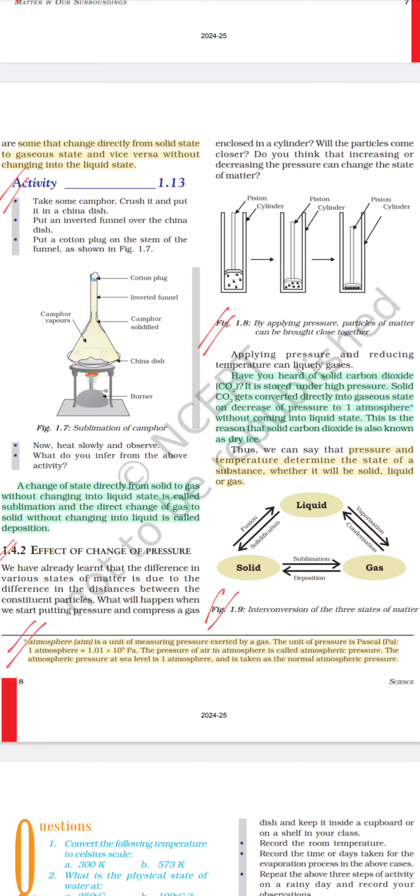Atmosphere, ATM, is a unit of measuring pressure exerted by a gas. The unit of pressure is Pascal, Pa. 1 atmosphere equals 1.01 x 10^5 Pa. The pressure of air in atmosphere is called atmospheric pressure. The atmospheric pressure at sea level is 1 atmosphere and is taken as the normal atmospheric pressure.